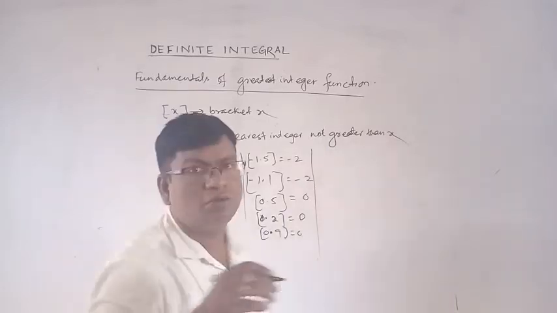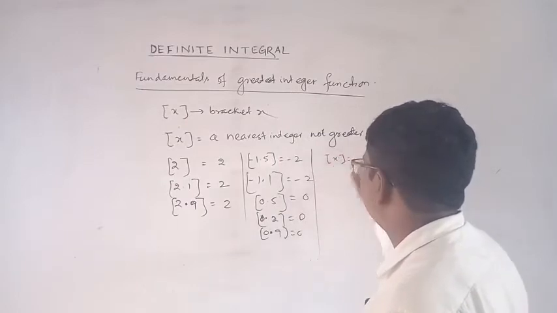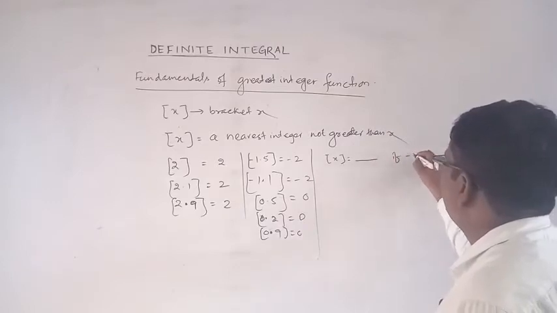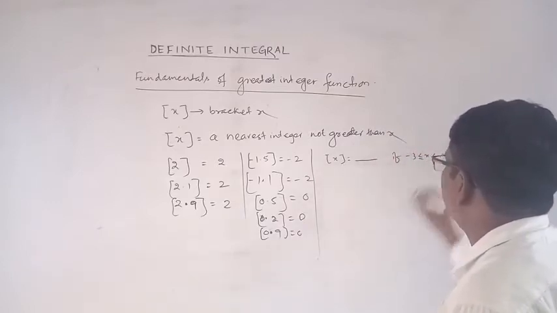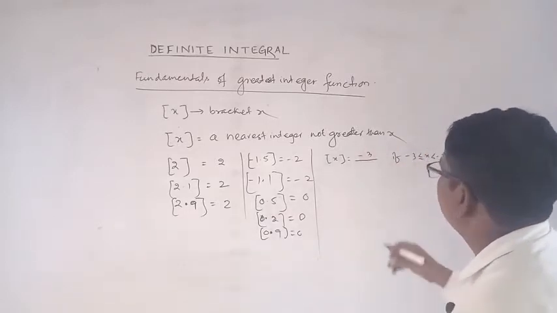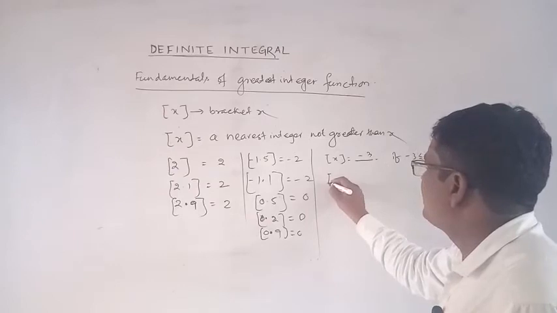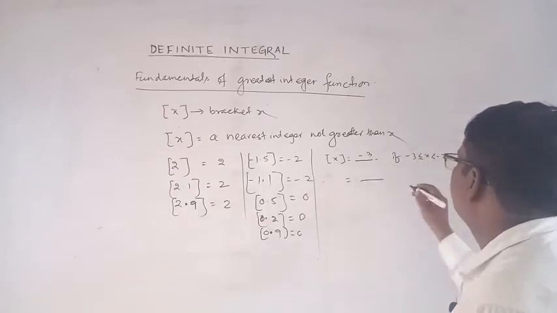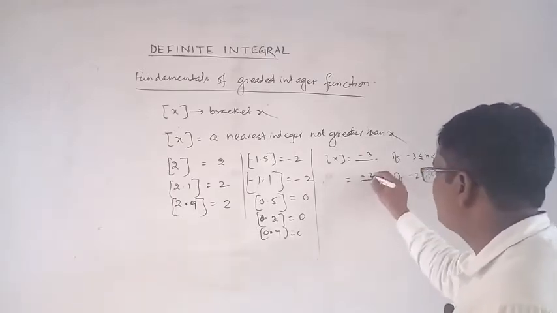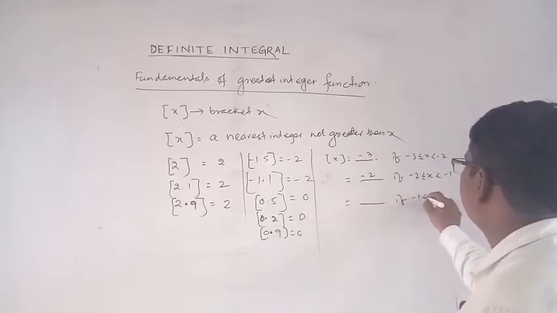From this example we conclude that bracketed x is equal to minus 3 if minus 3 is less than or equal to x less than minus 2. This is minus 3. Between minus 3 and minus 2, say minus 2.5, the value is minus 3. Suppose bracketed x is equal to minus 2 if minus 2 is less than or equal to x less than minus 1. This is minus 2. And it is equal to minus 1 if minus 1 is less than or equal to x less than 0.